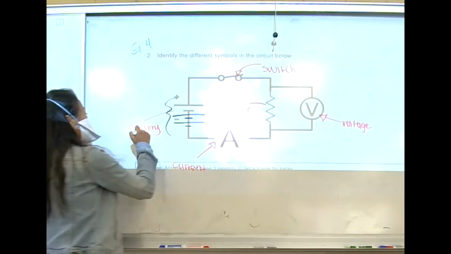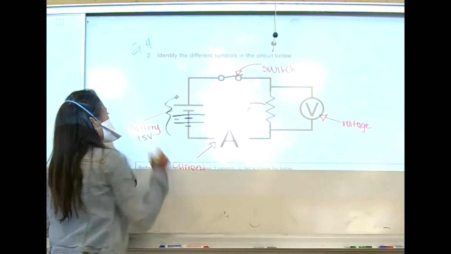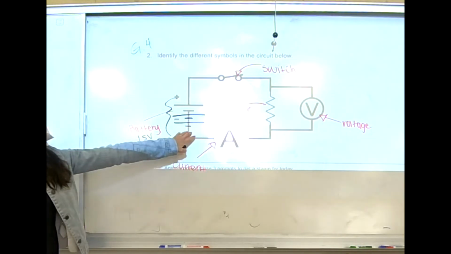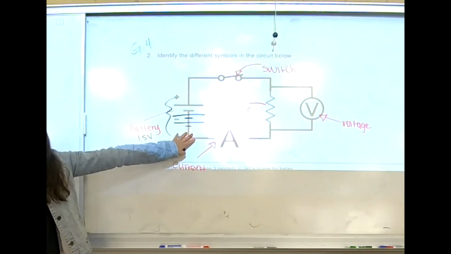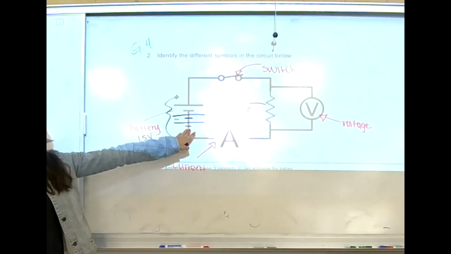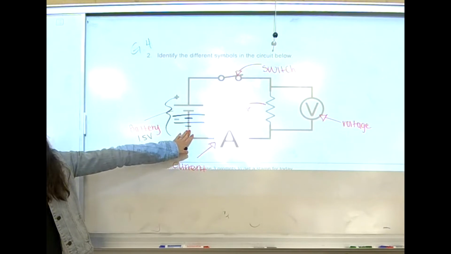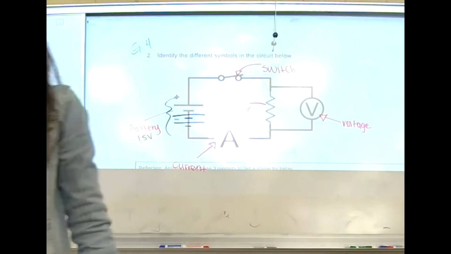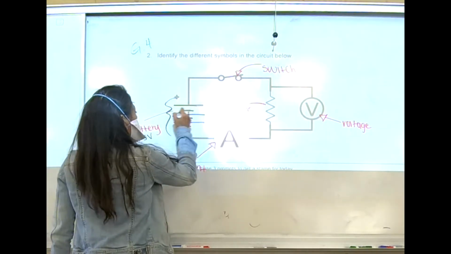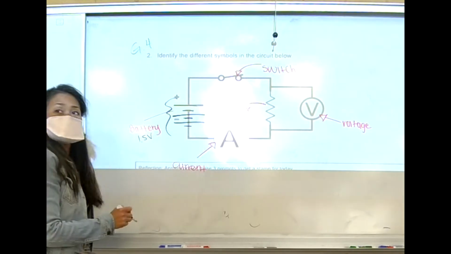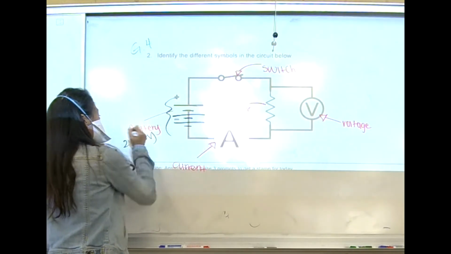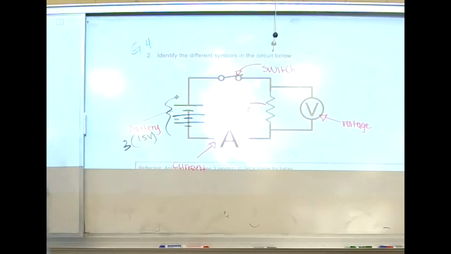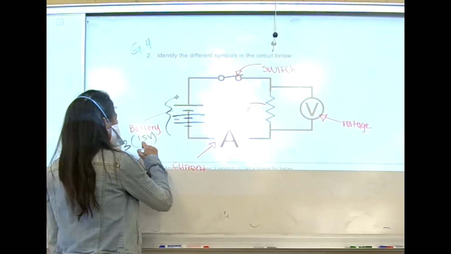So let's just say each individual battery was 1.5 volts. How much voltage would I have if I had it set up this way? If each battery was 1.5 and I have this symbol in my circuit, what is it? 4.5. I have 1, 2, 3 batteries in line. So you just take your voltage, multiply it by 3, or add it 3 times together, and you get 4.5. So this would be 4.5 volts.